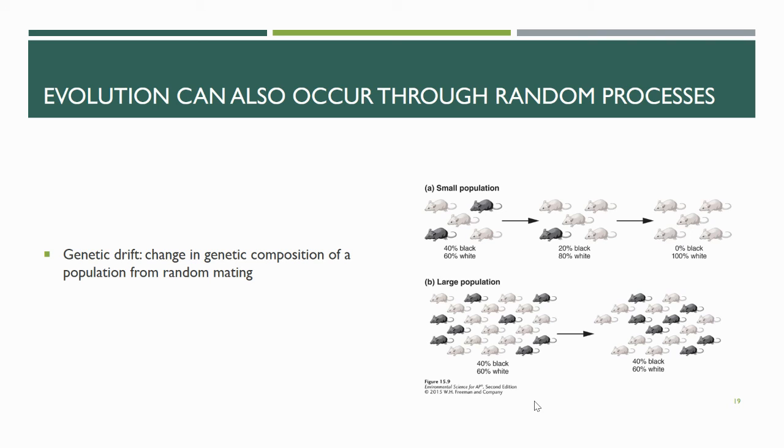Genetic drift is when there is a change in genetic composition of a population from random mating. So in a small population, if we have 40% black mice and 60% white, with random mating over time, we end up with all white mice. In a large population, it ends up not making that big of a difference, but it does in smaller populations.